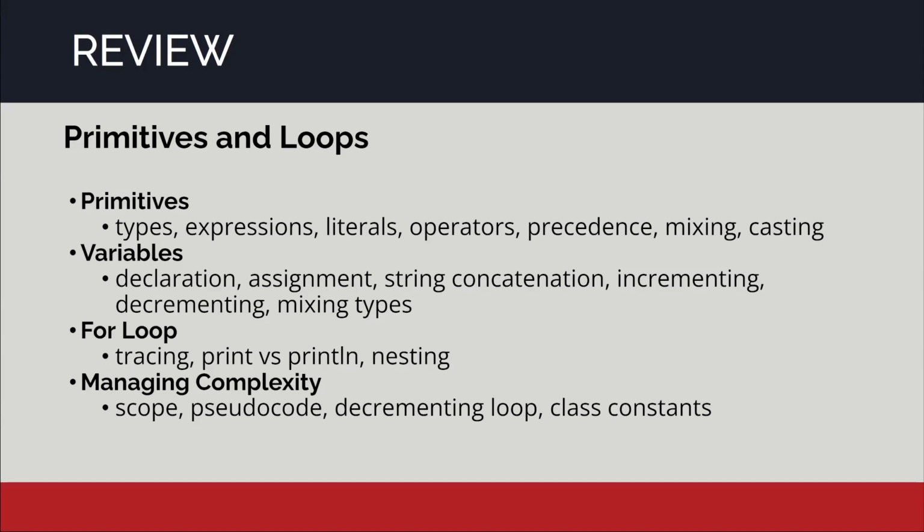We talked about scope, where things live, where they can be used and where they can't be used. A useful tool called pseudocode, decrementing a loop, where we start at a high number and go down, and how that can be useful in certain circumstances. And we also briefly talked about class constants.